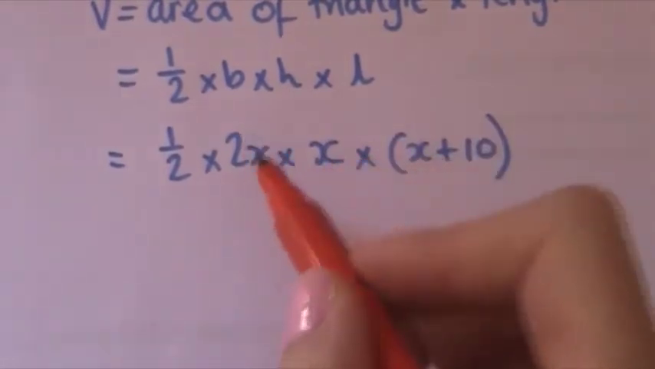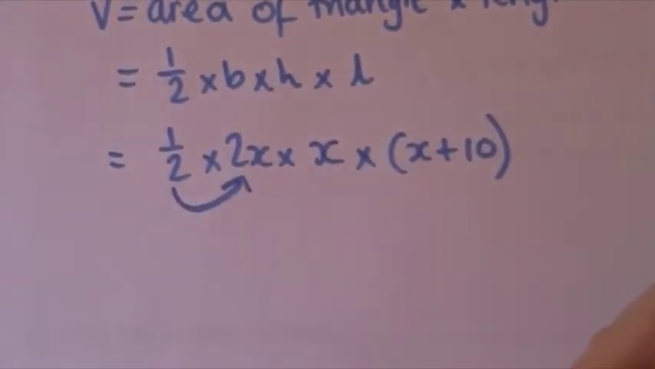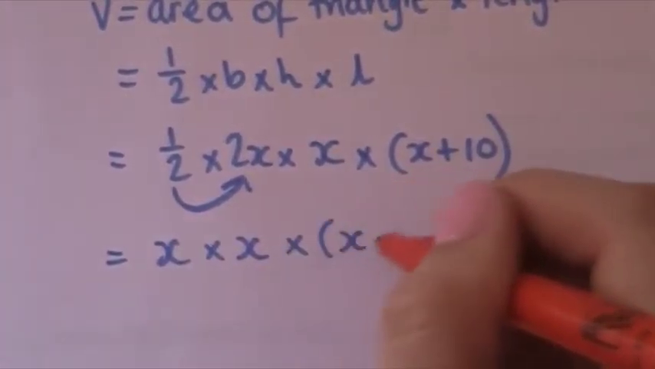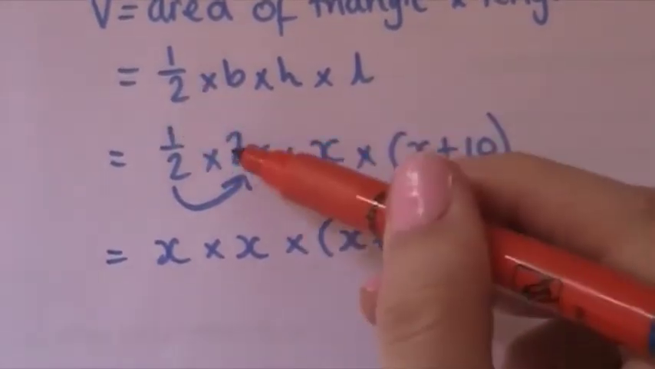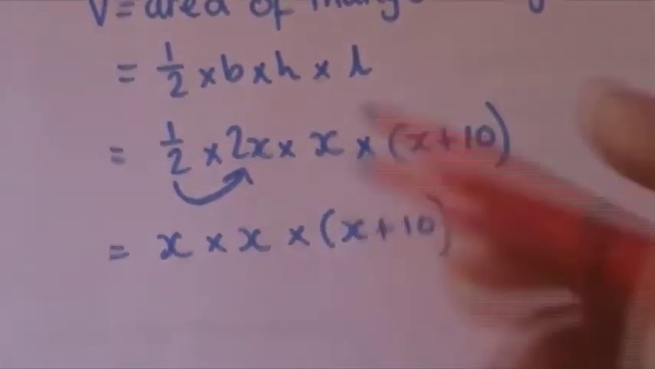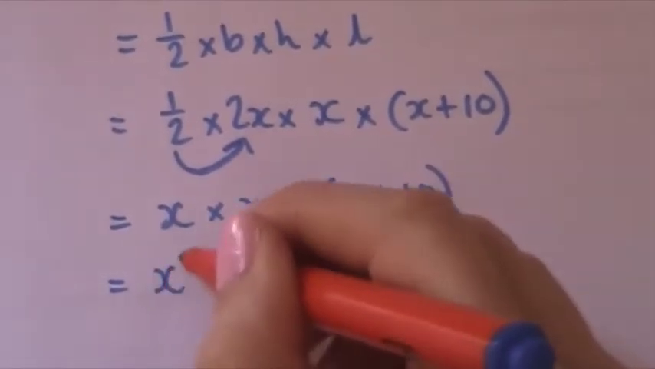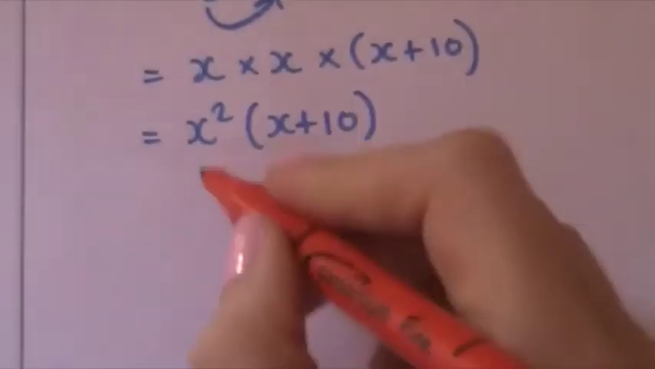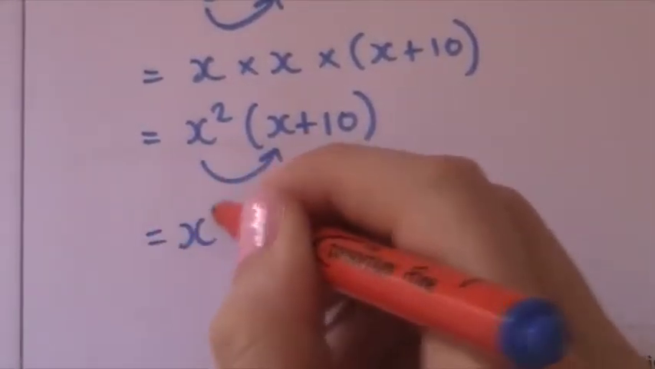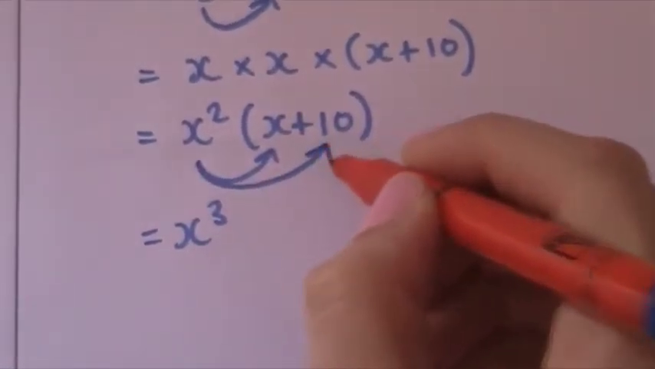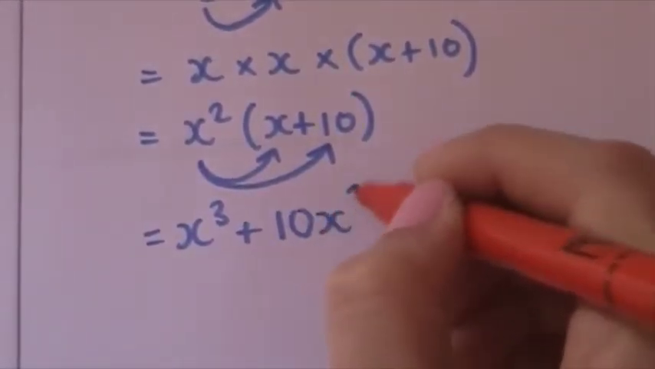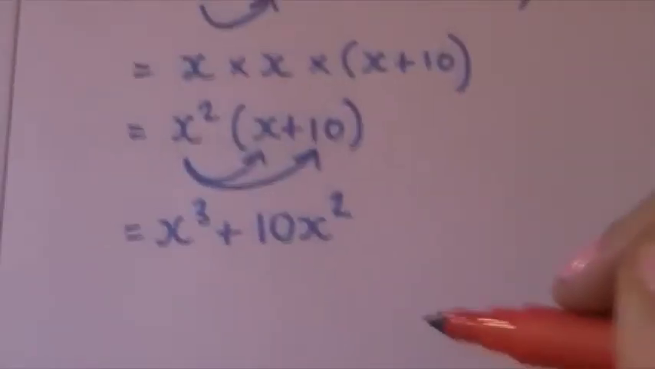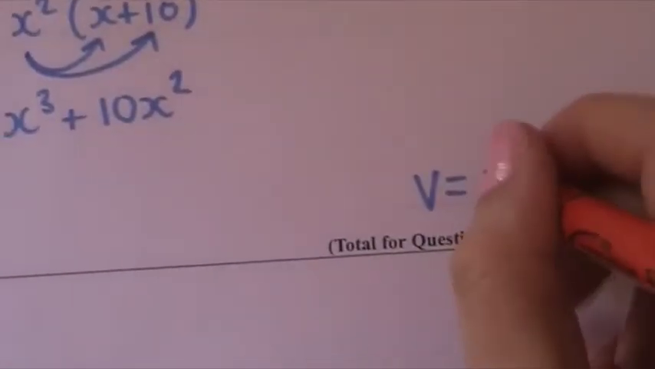Well, the first thing we can spot, if I was doing a half times 2, gives me 1. So that already can cancel down to x times x times (x plus 10). So I've gotten rid of my half times a 2, which is just 1, which we know we don't have to write in front. If I was simplifying further, x times x gives me x squared, and then I've still got the bit in brackets here. And now I can multiply out the brackets. x squared times x gives me x cubed. x squared times 10 is plus 10x squared. So then on my answer box, to clearly state what I've done, V, because I need to write it as a formula, equals x cubed plus 10x squared.